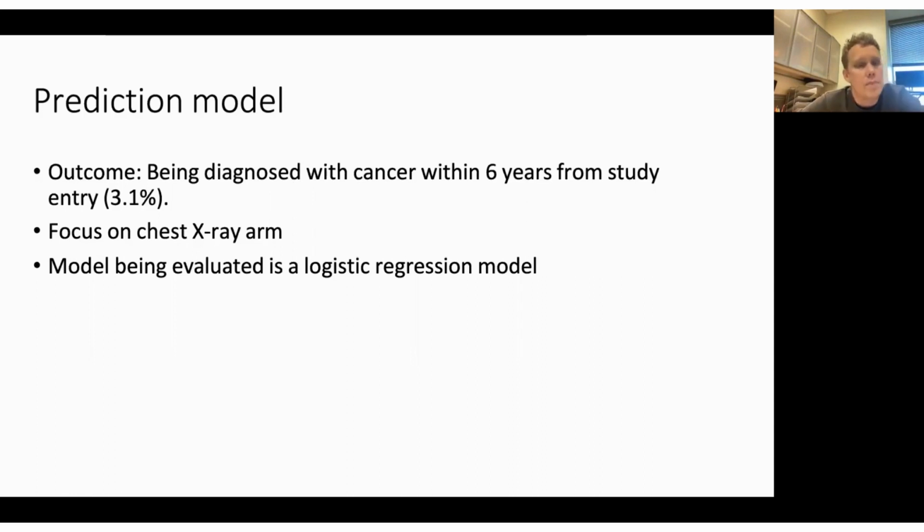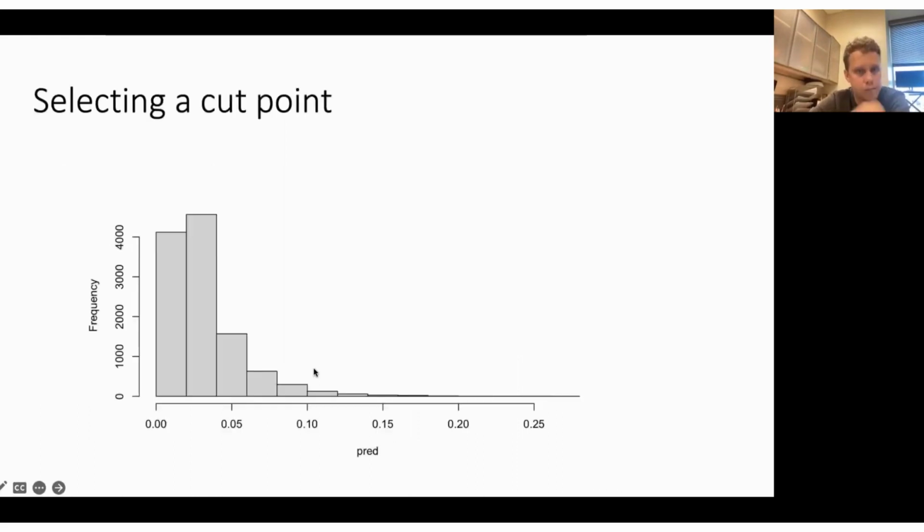And we are only going to be looking at the people that got diagnosed with chest X-ray, and we are going to be using a logistic regression model that we built on part of the data, on a training set. So this is an example of an internal validation, where we have a training set where we built a logistic regression model, and then we have a holdout test set which we are evaluating that model on.